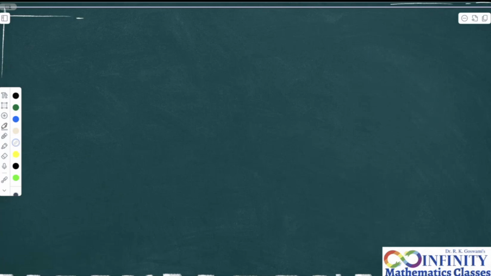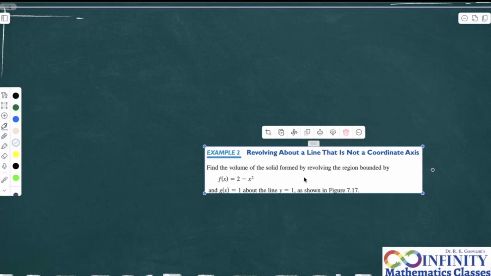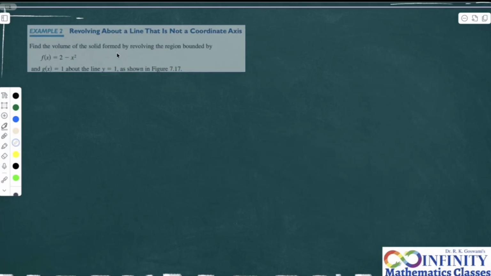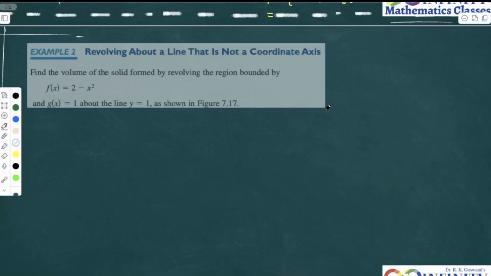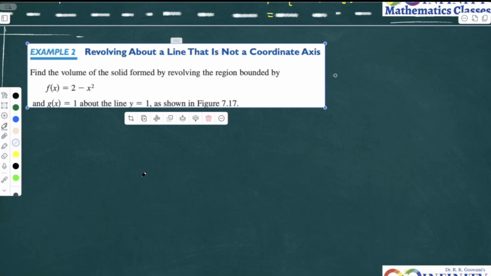Let me take you to the next question. This is going to be revolving about a line that is not a coordinate axis. Read the question carefully and let me try to plot the graph.